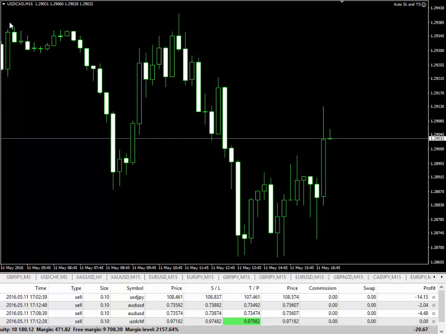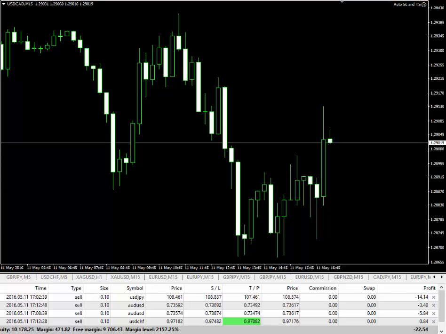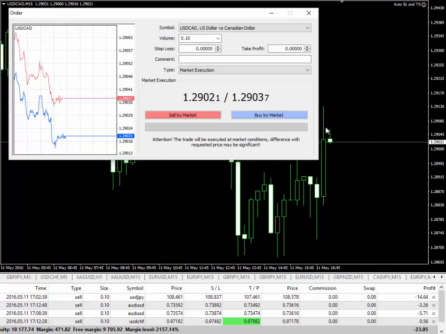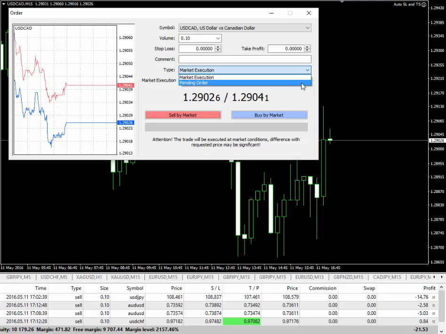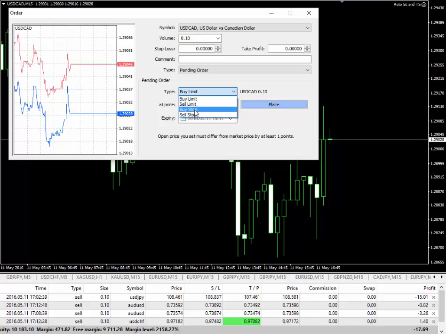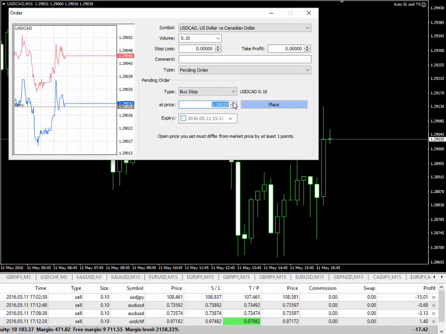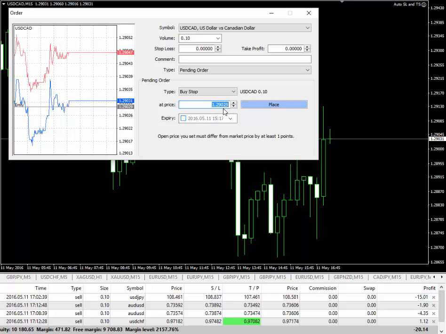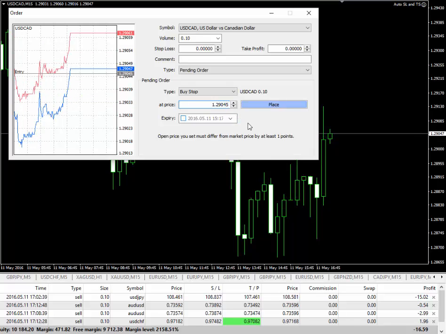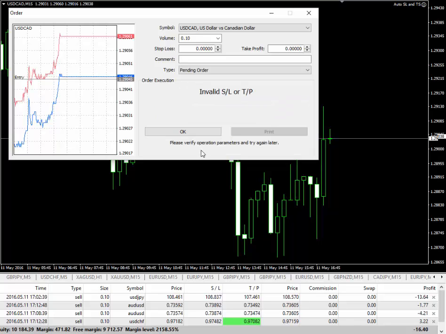Too early. Okay, USD CAD is a pending buy, 1.29040. So trading, new order, buy stop, and the price 1.29045, and you place the orders.